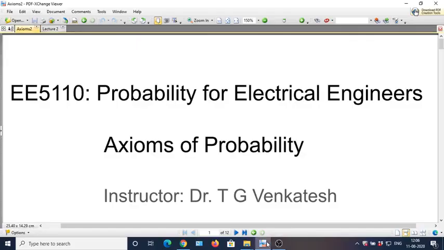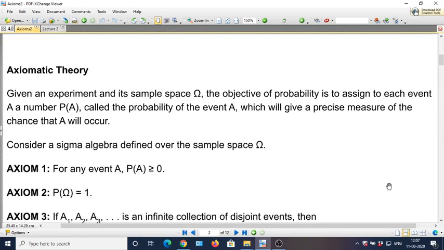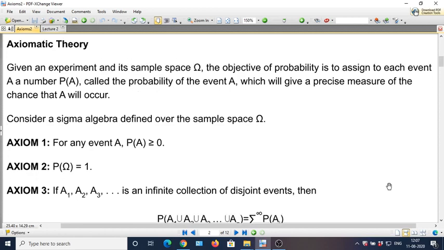Welcome back. In this lecture we will see some more generalizations that can be arrived at using the basic axioms of probability. So first we will review the axiomatic theory of probability. We have a random experiment and there is a sample space corresponding to it. The objective is to assign a measure called probability to each event A, call it P of A, such that it gives the precise measure for the chances that A will occur.